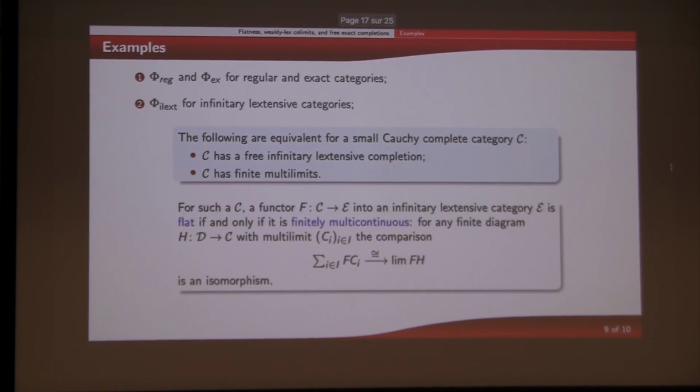Then we can do the same. In this case, flatness corresponds to the notion of finitely multi-continuous functor. So it's a functor that sends a multilimit like this to this. So the coproduct of the images of the elements of your multilimits are actually the limits of the image.